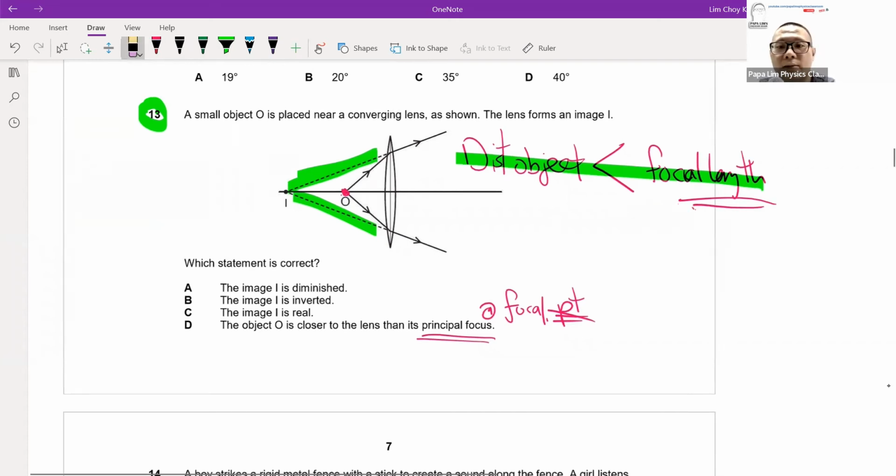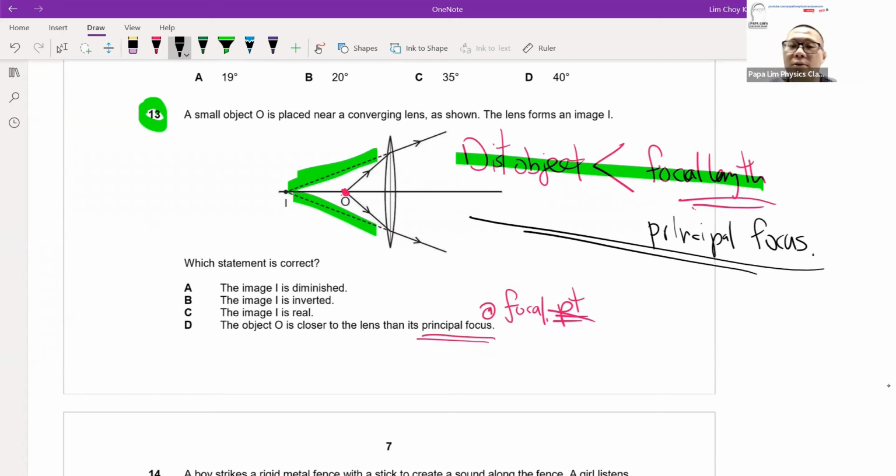What happened to my spelling? Principal focus. So these are the characteristics for a virtual ray. So the option would be D.